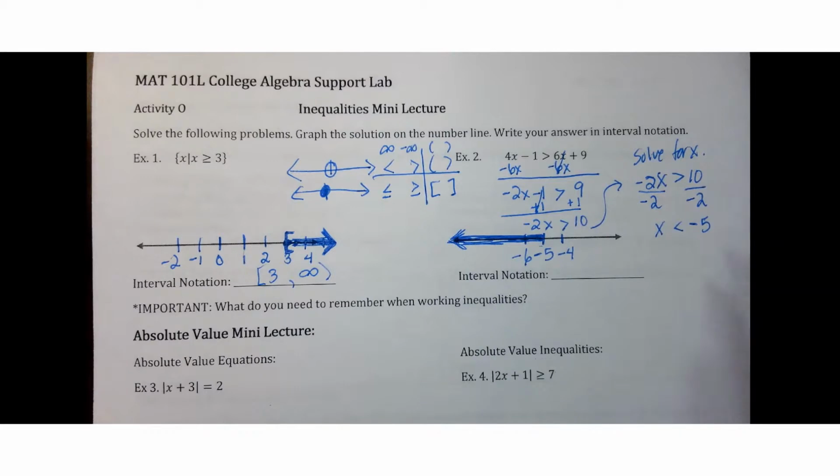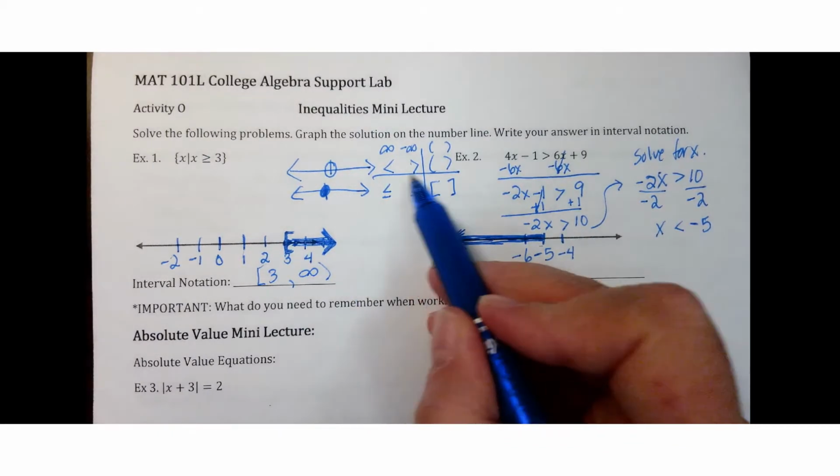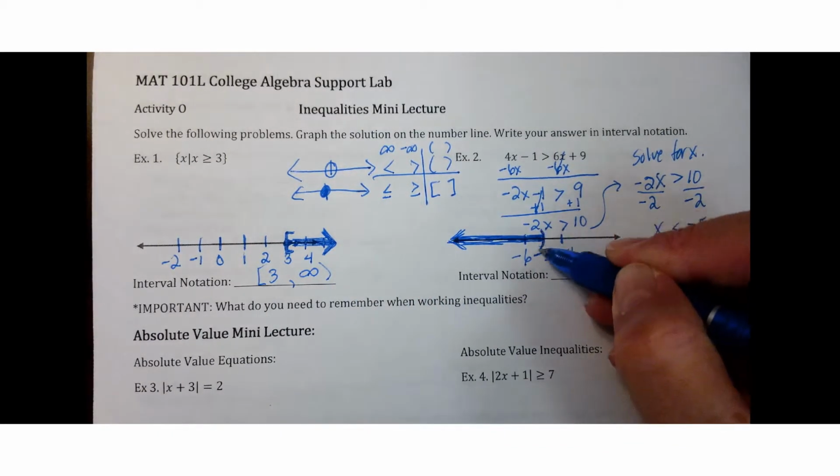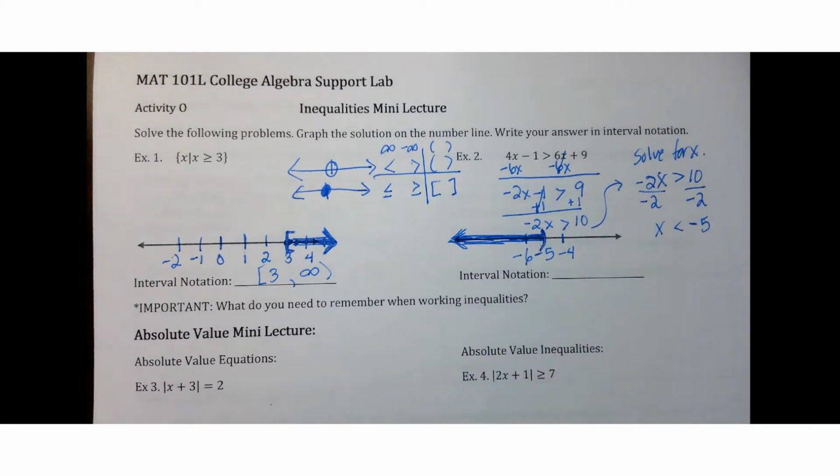Okay, and then let's go to our chart. This is just a less than. There's no equal to with it. So our less than had a parentheses. So right here at -5, we're going to do a parentheses. Now always shade first so I know which way to face that parentheses.